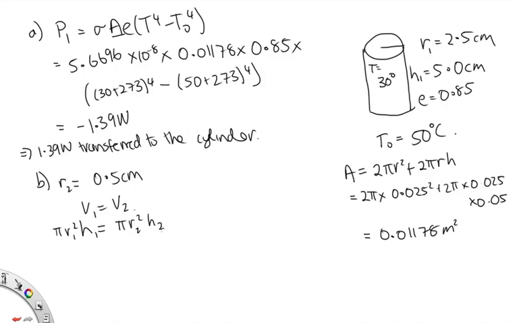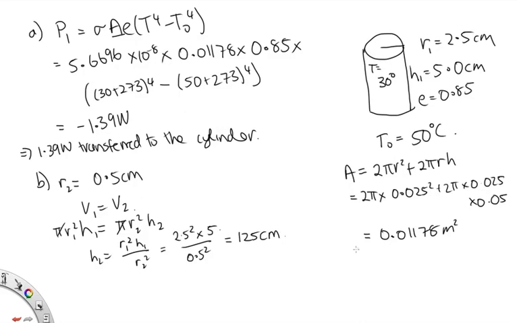So we've been told r2. What we need to work out to get the surface area of our second cylinder is the length of the cylinder. So h2 is equal to r1 squared h1 over r2 squared. So that's 2.5 squared times 5 over 0.5 squared. That gives us, when we solve it on a calculator, 125 centimetres.